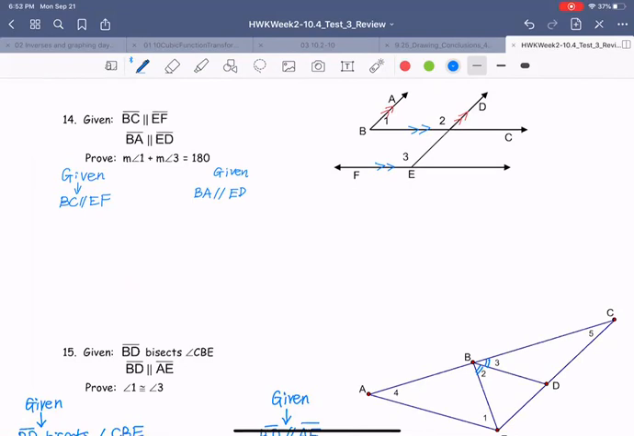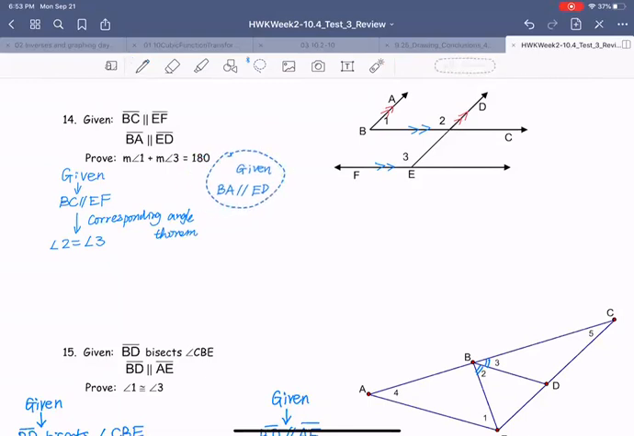Angle 2, BC. These two are parallel, do these two angles equal? Yes, so angle 2 and angle 3 are equal because of corresponding angles theorem, right? Yes. All right.